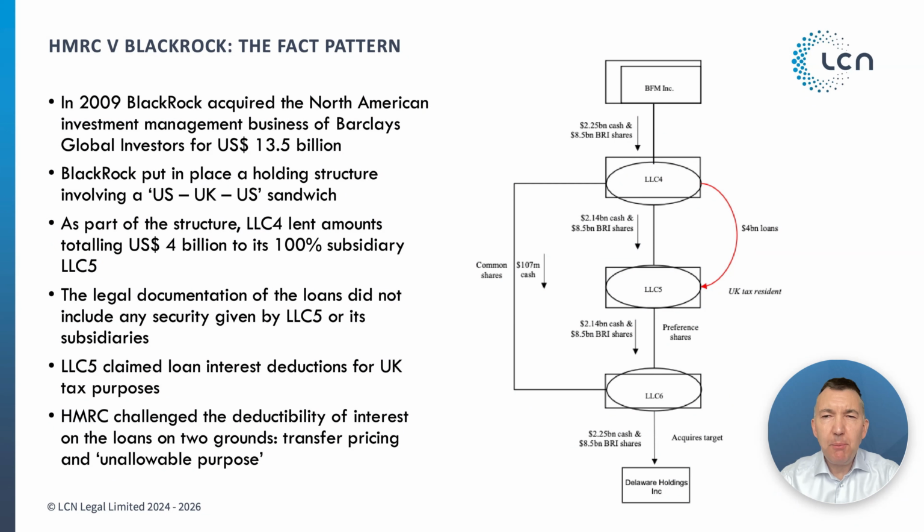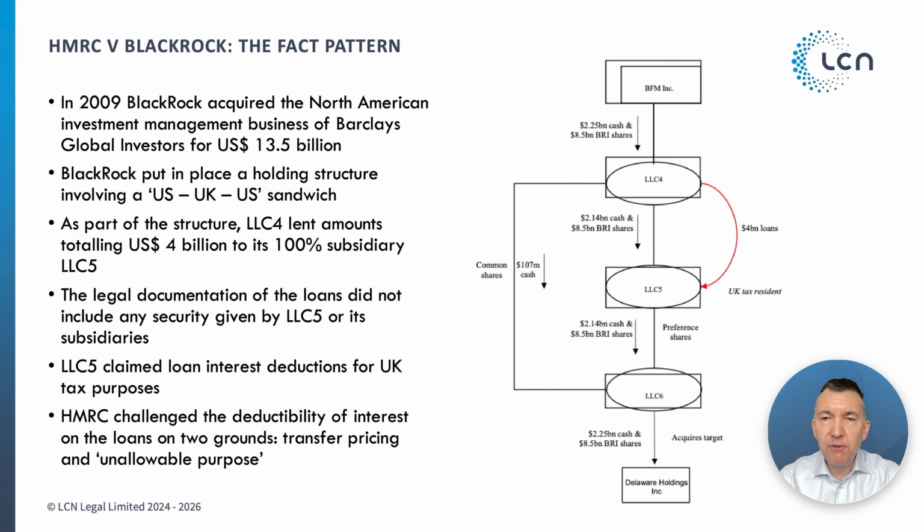So looking at what happened, in 2009, BlackRock acquired a business, namely the North American investment management business of Barclays Global Investors, and the purchase price was around $13 billion. Shortly after that acquisition, the BlackRock group refinanced the target group and put in place the intermediate holding structure that you can see on the right-hand side of this slide. So you can see it was actually a US, UK, US sandwich. In other words, it was essentially a US acquisition by a US entity.